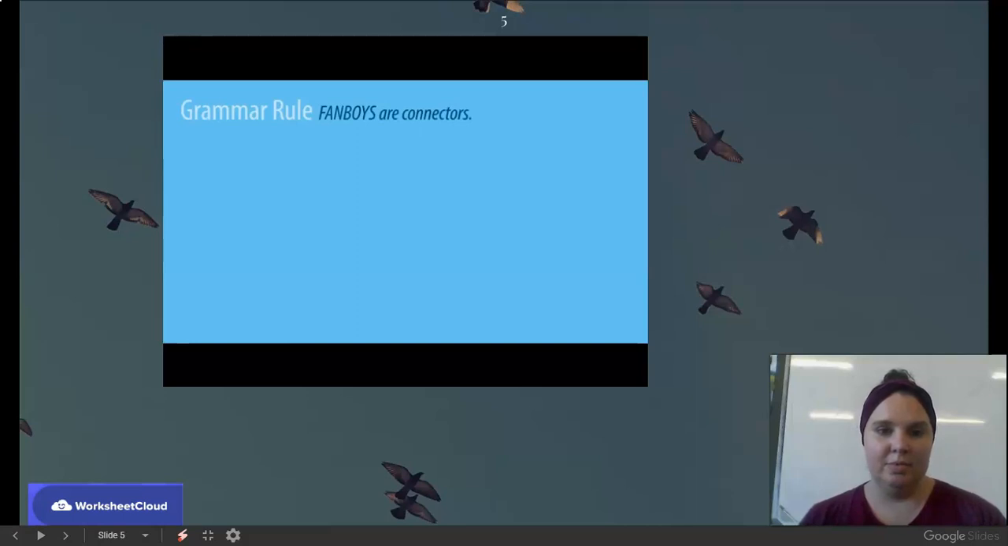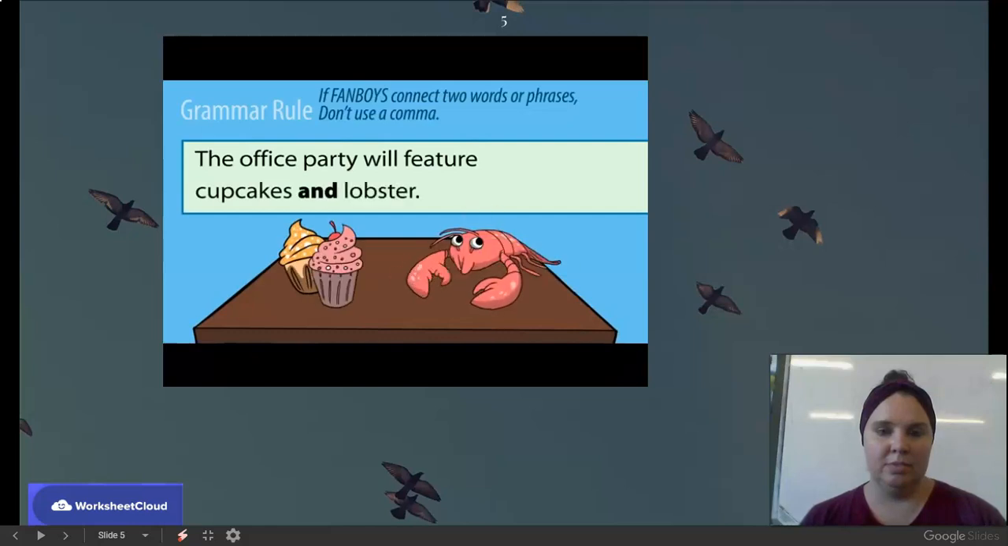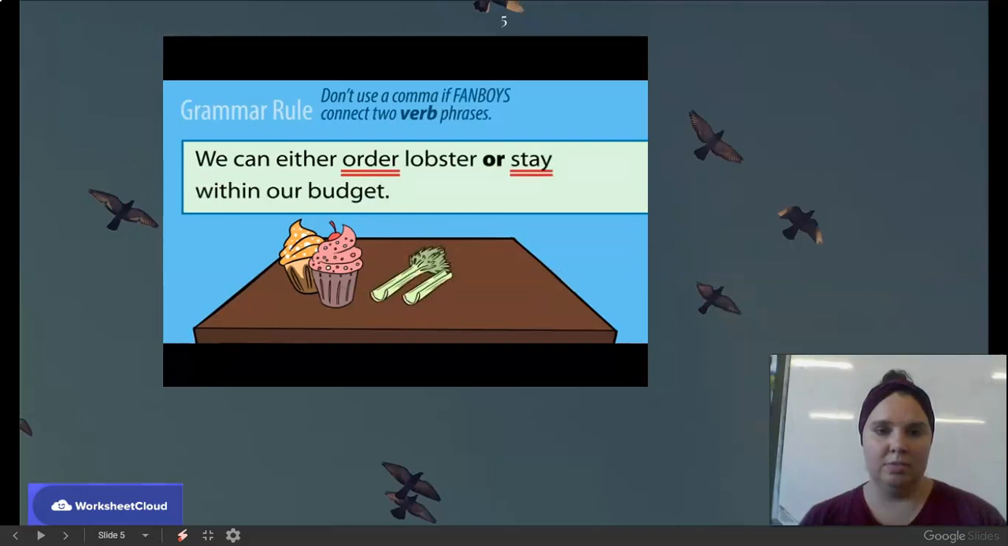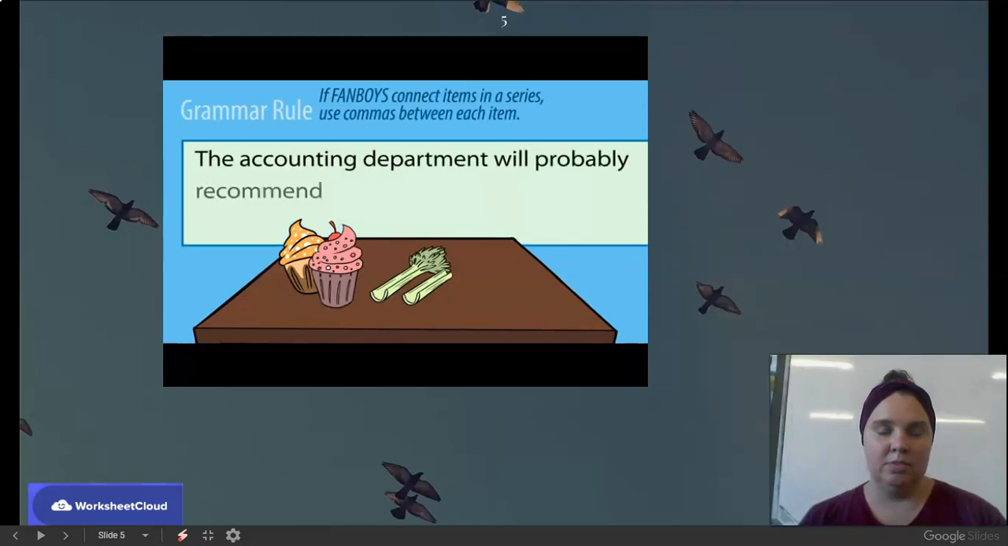Fanboys are connectors, and here are some notes on punctuation. If fanboys are connecting two words or phrases, you don't have to use a comma between them. The office party will feature cupcakes and lobster. Commas are also not required if the fanboy connects two verb phrases. We can either order lobster or stay within our budget. If the fanboys are connecting items in a series, use commas between each item. The accounting department will probably recommend cupcakes, celery sticks, and water.